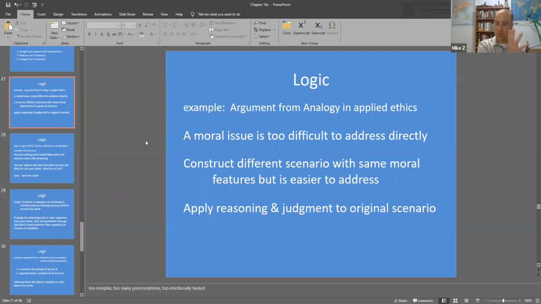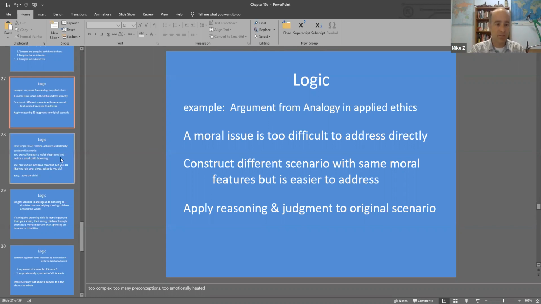It has the same relevant moral features as the difficult issue that we're really interested in. So then we just focus on the easy one, come to some conclusion about what the right thing to do is for that easy situation, and then apply that same moral reasoning to the difficult situation. That can help us sweep away all of the irrelevant details or emotional attachments and figure out exactly what is the right decision in the more difficult situation.